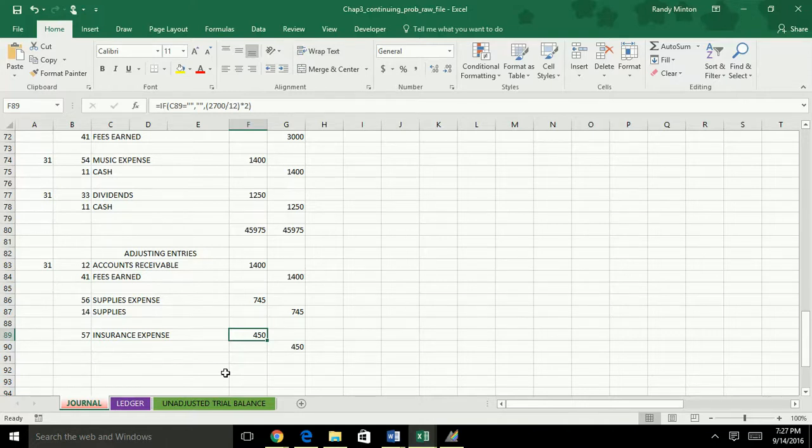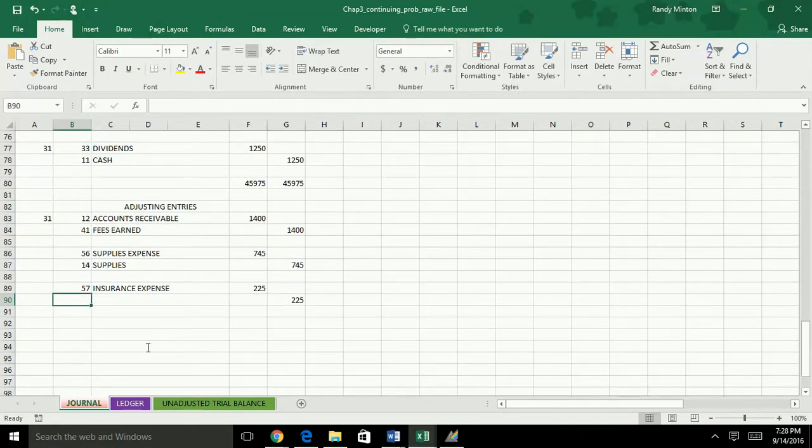I won't take but a second here. Let me just make sure that this is the month of July. So we have to change this entry. It's actually just dividing it by 12. And when I do that now, it should drop it to 225, and I think that is in fact the correct amount. Okay, so insurance expense is charged for 1 month, so $2,700 divided by 12 is $225.